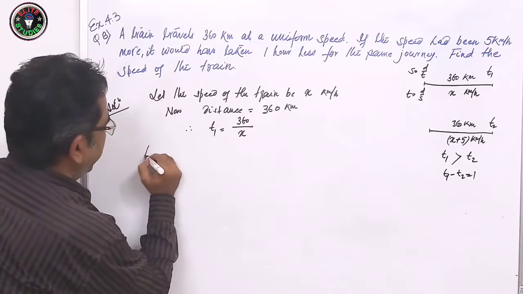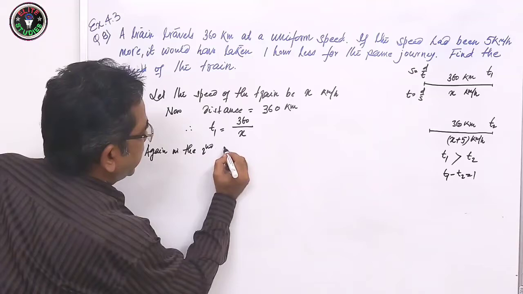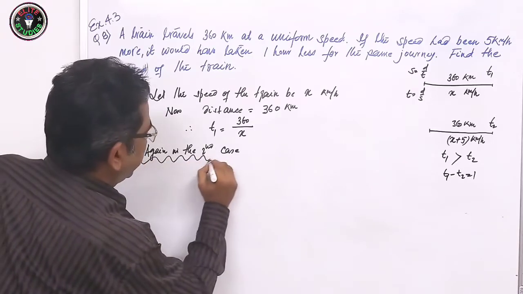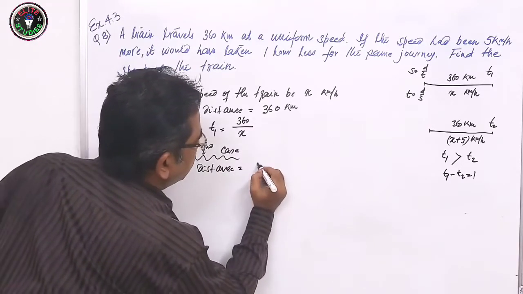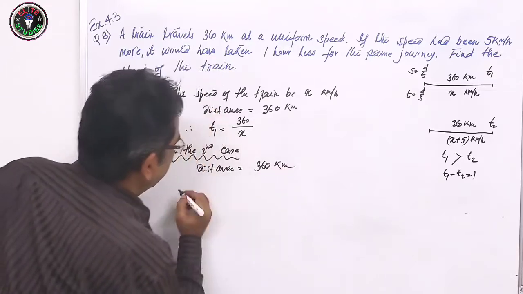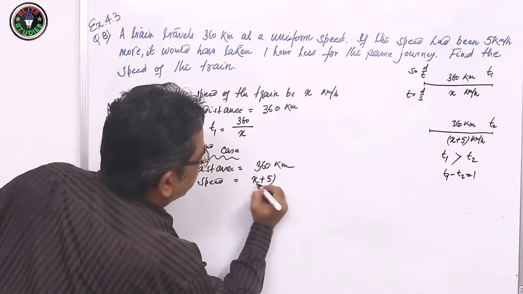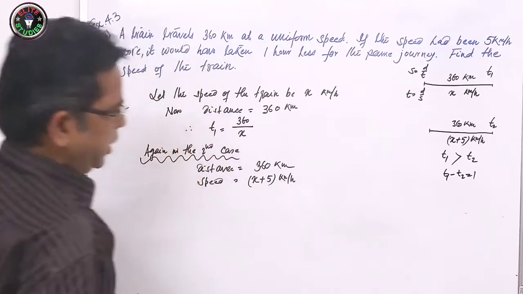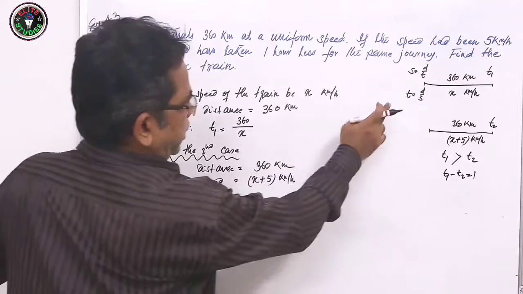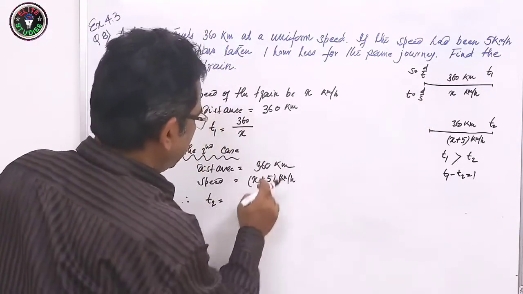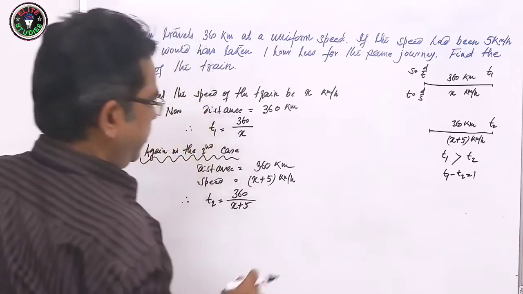Again, in the second case, the distance is the same, 360 kilometers, but the speed has become more, x plus 5 kilometers per hour, isn't it? So therefore t2 is equal to distance by speed, 360 by x plus 5.